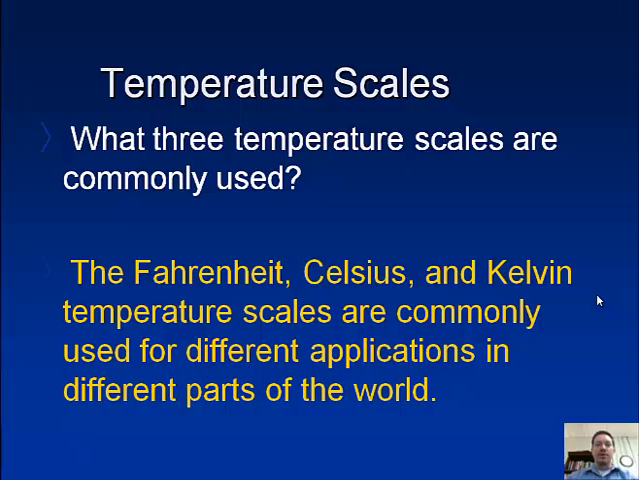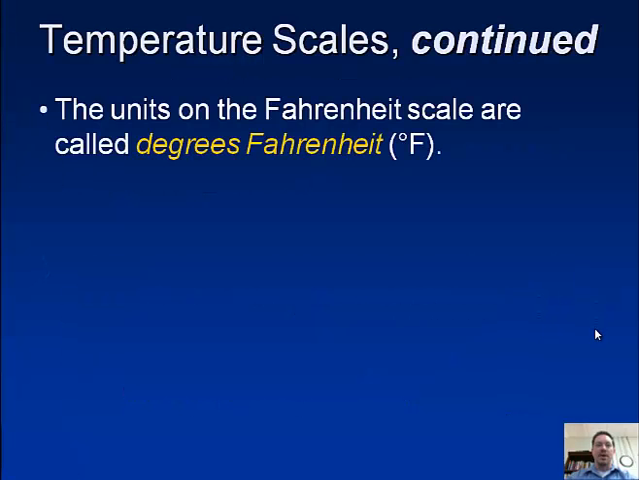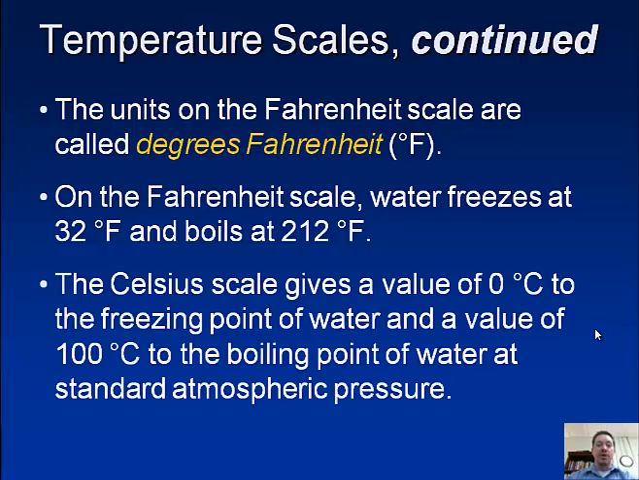Alright, so temperature scales. What three temperature scales are commonly used? We've got Fahrenheit, Celsius, and Kelvin, and we use these for different applications. The units of Fahrenheit are called degrees Fahrenheit. On the Fahrenheit scale, water freezes at 32 degrees Fahrenheit and boils at 212. This is the one we're most familiar with.